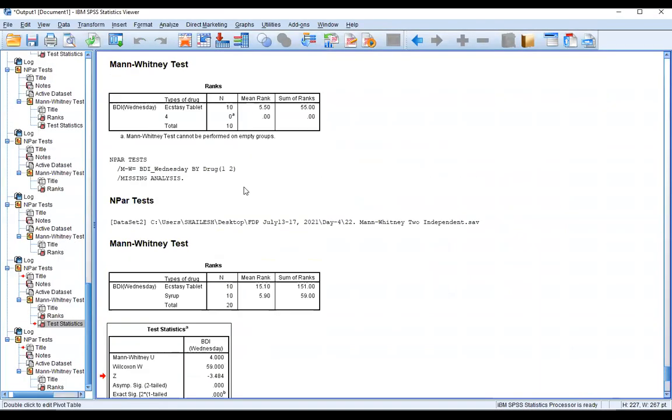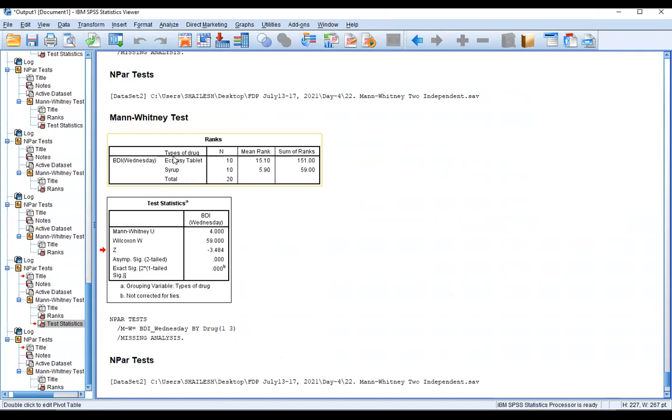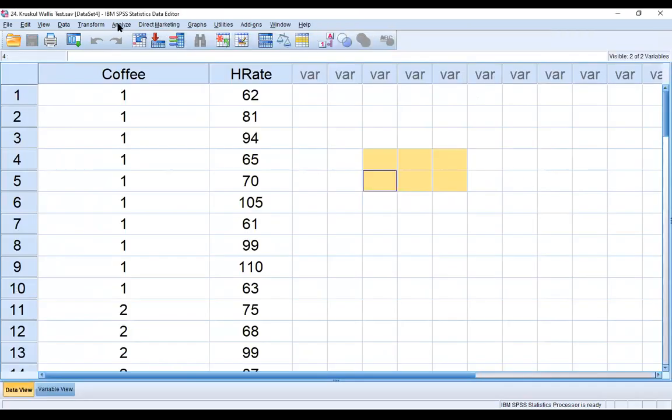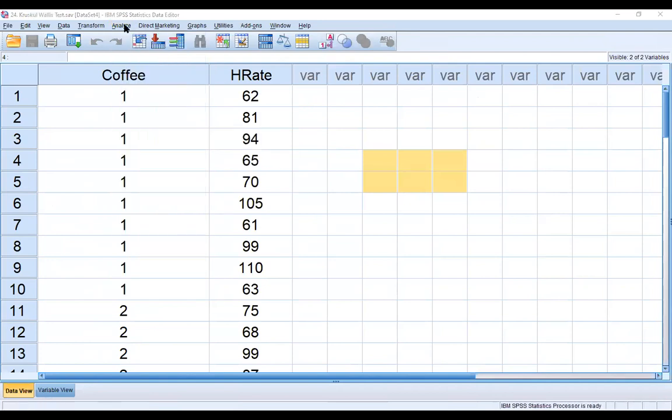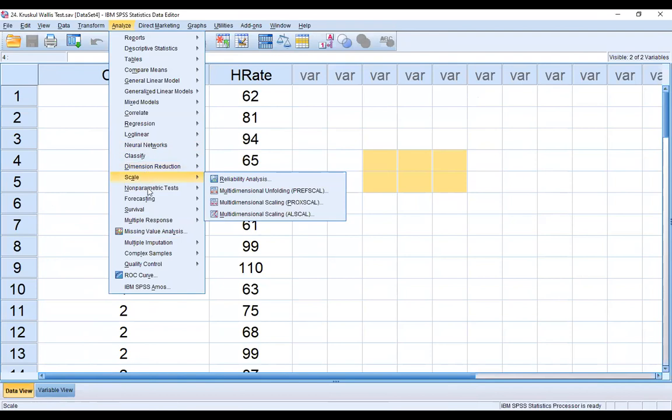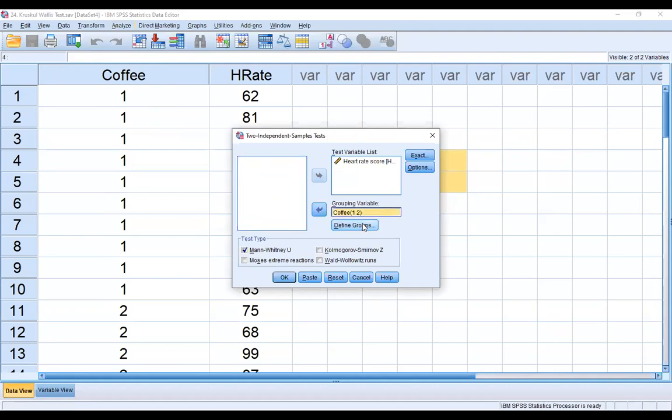Sorry, that went wrong. One minute. That was wrong. Now look again. Analyze, non-parametric test. Analyze, non-parametric test and two independent samples. So the second is 1 with 3 group, and then continue.